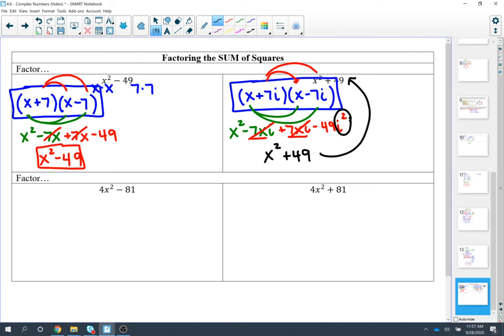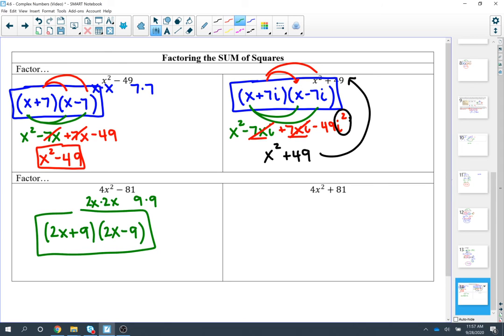So on our second example, I'm not going to spend as much time. This one on the left is difference of squares. This is 2x times 2x. This is 9 times 9. Because it's a subtraction, it's going to factor into 2x plus 9 times 2x minus 9. That one's the normal one. If you don't believe me, multiply it out, make sure it works.